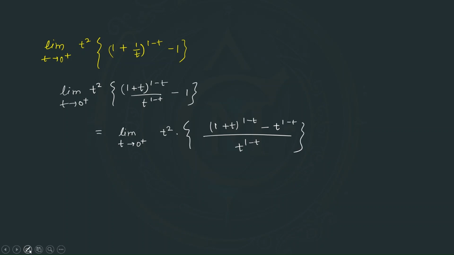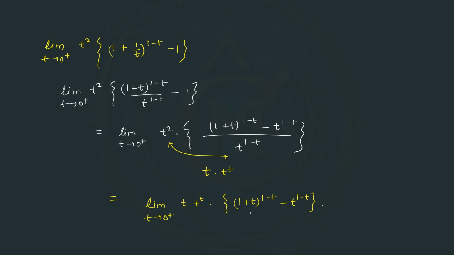Now we can again write this t square as t to the power 2 minus (1 plus t), which is t to the power 1 plus t. So t into t to the power t. So it will become limit t tends to 0 plus t into t to the power t times this will be (1 plus t) whole to the power 1 minus t minus t to the power 1 minus t. Now you simply evaluate this limit. This limit will be equal to 1.